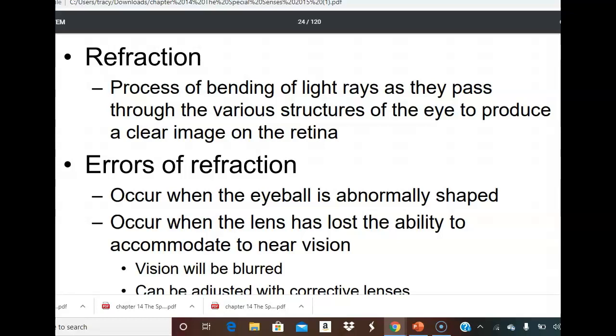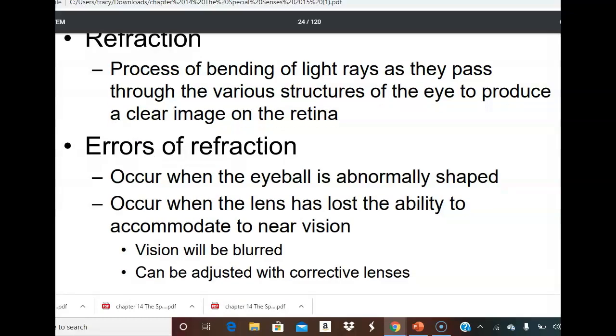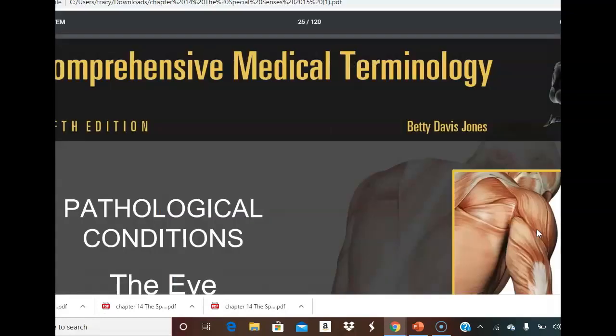You can have an eyeball that's abnormally shaped. You can have the lens that doesn't accommodate to seeing near objects, which is kind of what happens with presbyopia, when after a while, the lens doesn't contract as much, and so then you can't see near objects, and you got to have your arm 1.5 feet away so that you can actually see. But what can happen is you'll get vision that's blurred. You can see, it's just blurry. And so this is where adjustive or corrective lenses or contacts come in, so that we can actually bend the light rays accordingly so we can see clearly on the retina.